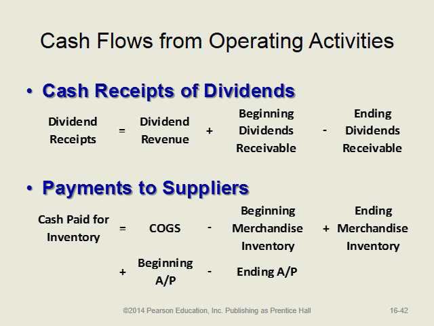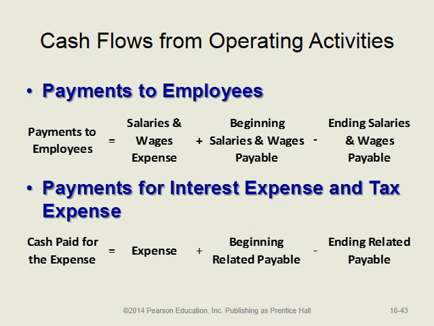Cash payments to suppliers can be determined by starting with cost of goods sold, add ending merchandise inventory and beginning accounts payable, then subtract beginning merchandise inventory and ending accounts payable. Cash payments to employees can be determined by starting with salaries and wages expense and adding beginning salaries and wages payable while subtracting ending salaries and wages payable. Cash payments for taxes and interest can be determined by starting with taxes or interest expense and adding the related beginning payable balance while subtracting the related ending payable balance.